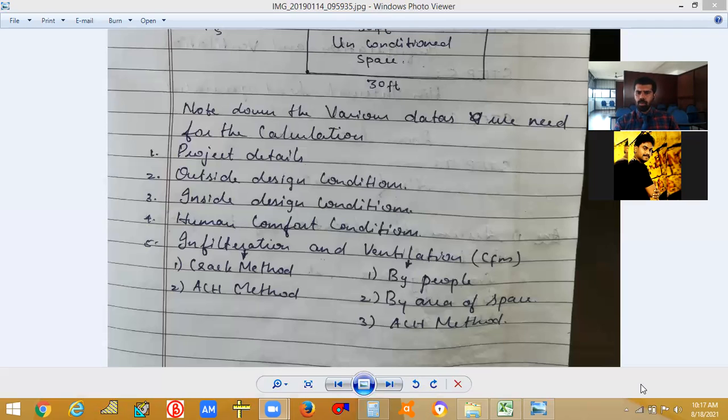Once you finish, let me know. These are the five different data that we need for the calculation. I believe the rest of you have also finished.